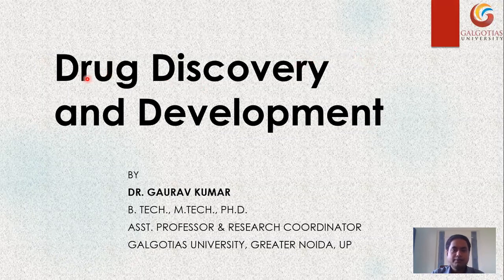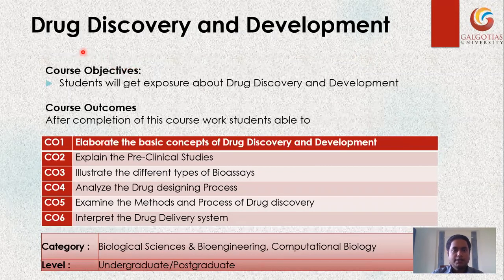Today we will learn about drug discovery and development. The course has the objective that students will get exposure to drug discovery and development. The course outcome is that after completion of this course work, students are able to explain the preclinical study, illustrate the different types of bioassay, analyze the drug designing process, examine the methods and process of drug discovery, and interpret the drug delivery system.